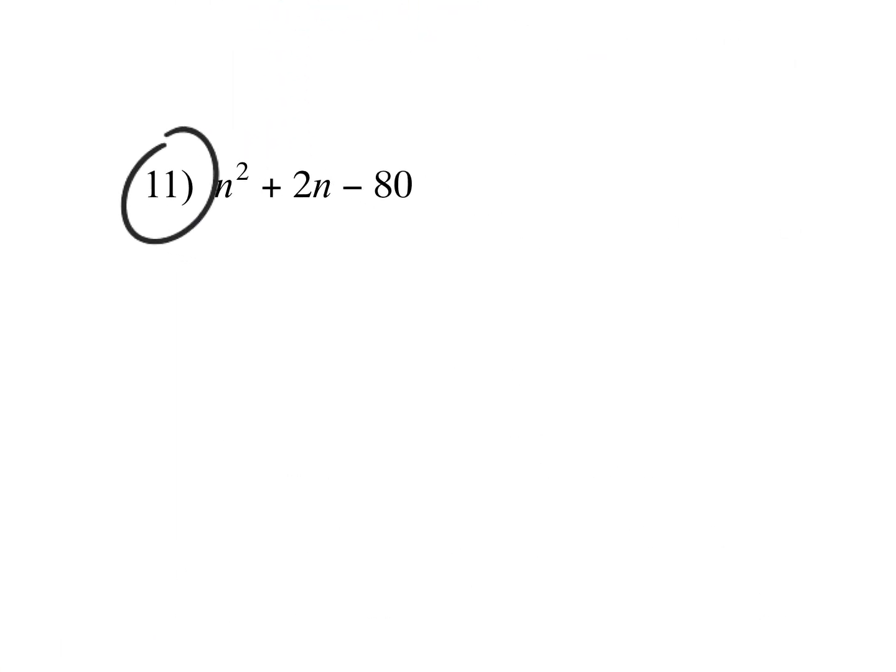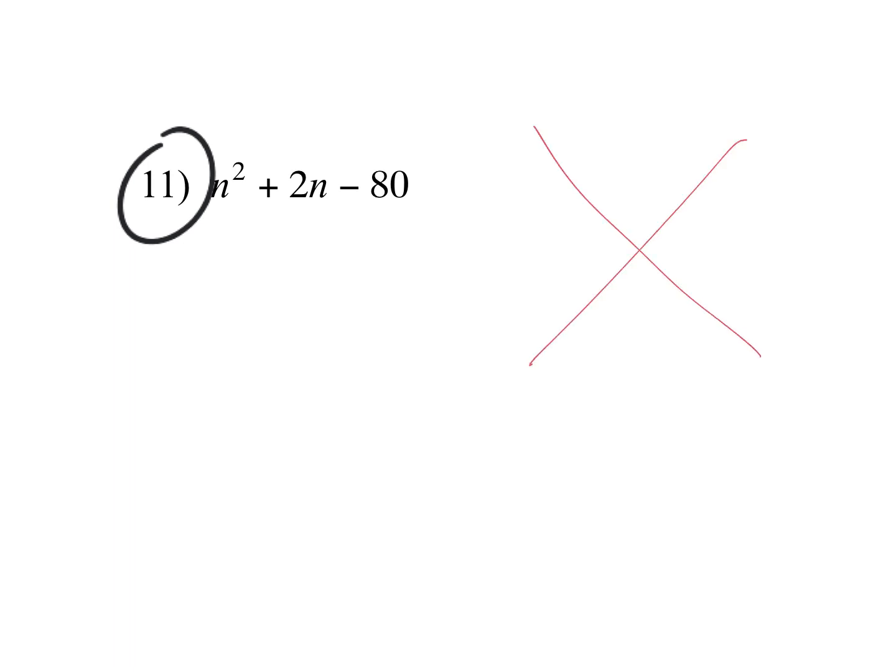All right, we have n squared plus 2n minus 80. Do our little diamond or x. -80 goes on top. 2 goes on the bottom. What numbers multiply to -80 and add to 2? That's kind of tricky.